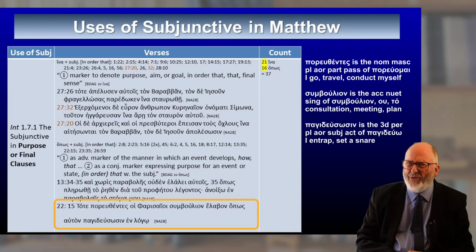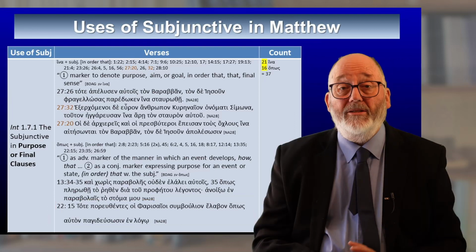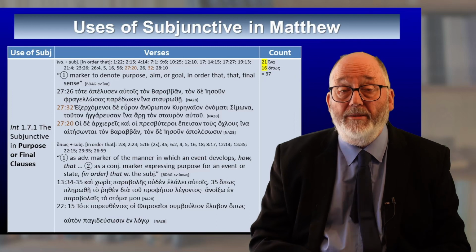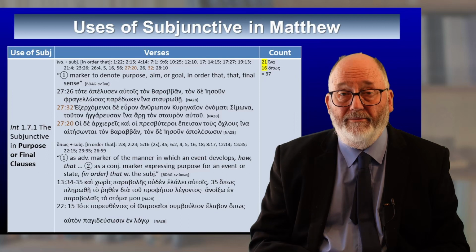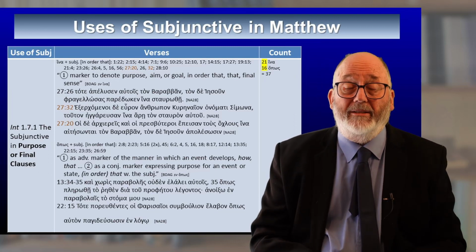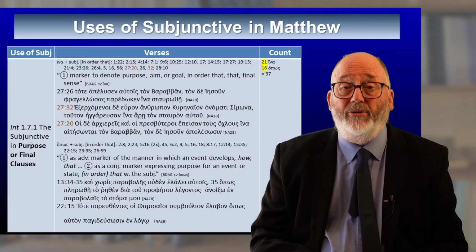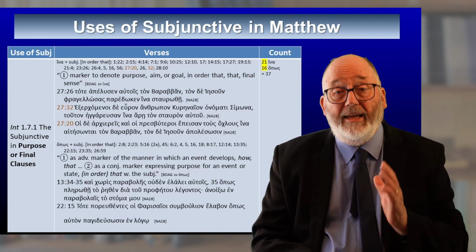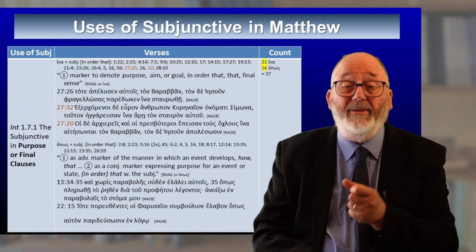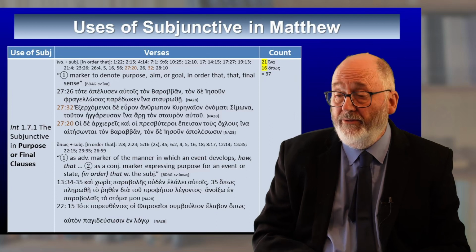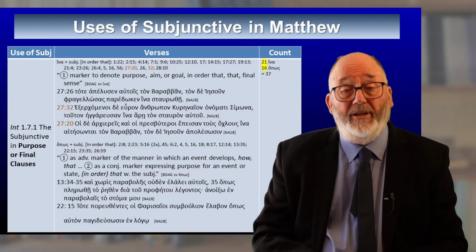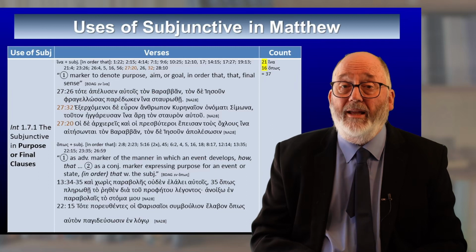...is to entrap him in logo, with a word, or with dialogue, I guess. So that is using hina plus subjunctive or hopos plus subjunctive to form purpose clauses. As is so common with the subjunctive, these are reasonably straightforward constructions because hina is going to be followed by a subjunctive, and it is frequently translated as a final clause. Or hopos followed by a subjunctive is going to be translated as a final clause.